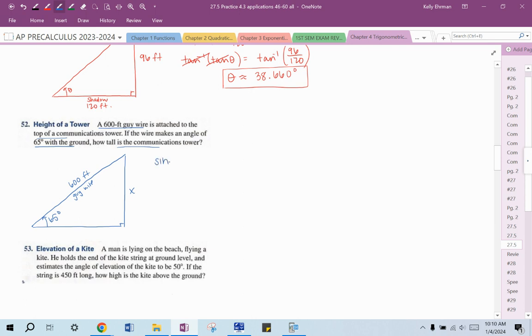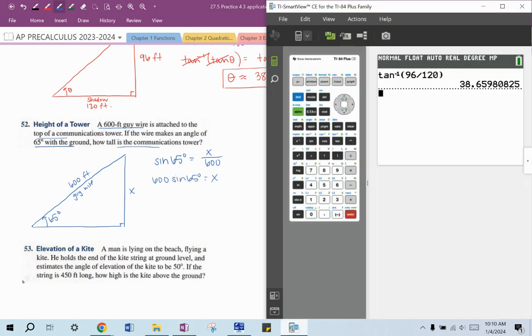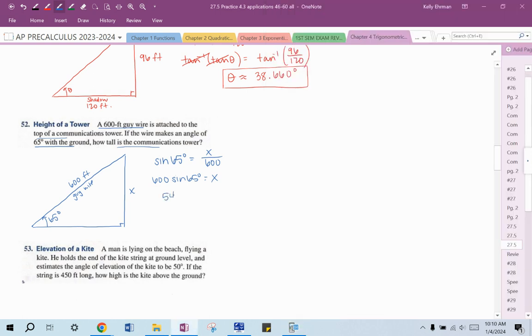This is going to be the sine of 65 degrees equals opposite over hypotenuse. And I just multiply by 600 to get X by itself, and type this into my calculator. So the tower is 543.785, I think I said that wrong, 543.785 feet for the height of our tower.